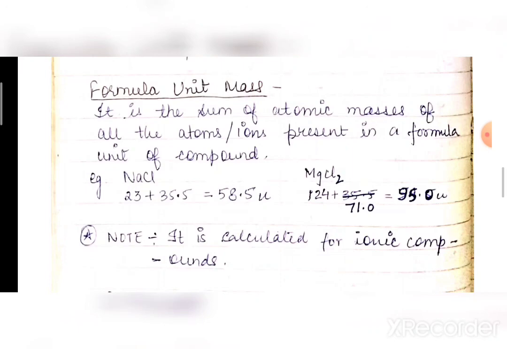MgCl2 will be having 24 mass of Mg. Chlorine is having mass 35.5, multiply by 2 you have to do, so it will be 71. So total mass will be 95.0 U. Now you have to note here that it is calculated for ionic compounds.